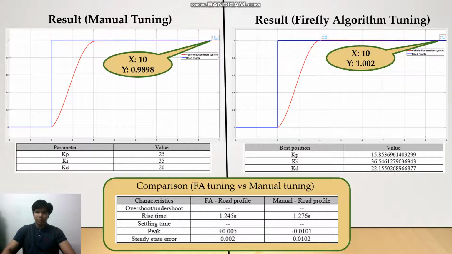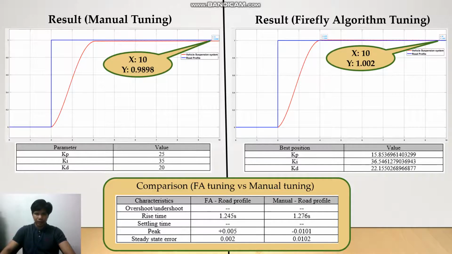So this is the result for this project. The Firefly algorithm tuning will be compared with manual tuning. As you can see, on the left side is manual tuning. The PID parameters are obtained through the trial and error method. So I tried to find the best PID parameters for the system, and you can see in the table on the left side the best PID parameters I found, and at the top is the output response. On the right side is the Firefly algorithm tuning result, and the PID parameters are obtained automatically through the Firefly algorithm.